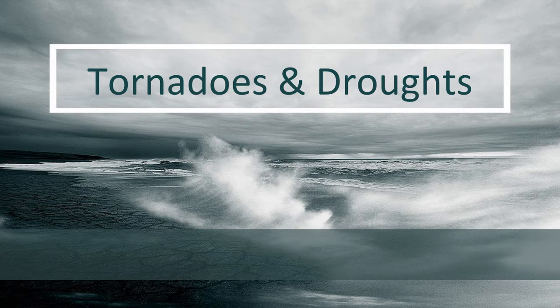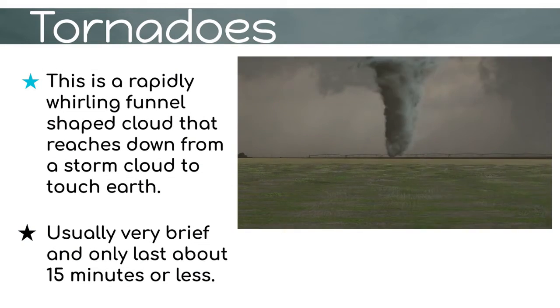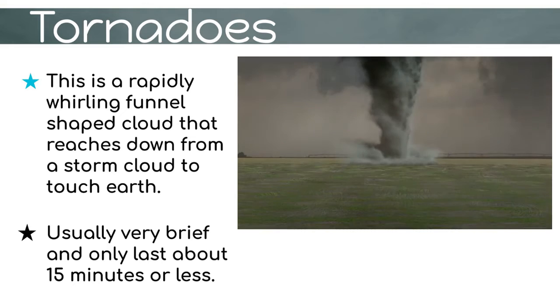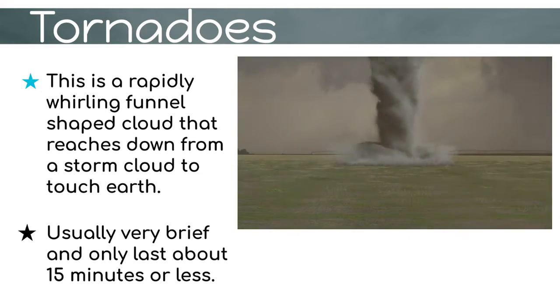Powerful wind there. Today, we're talking about tornadoes and droughts. So, what is a tornado? This is a rapidly whirling funnel-shaped cloud that reaches down from a storm cloud to touch Earth, usually very brief and only lasts about 15 minutes or less.